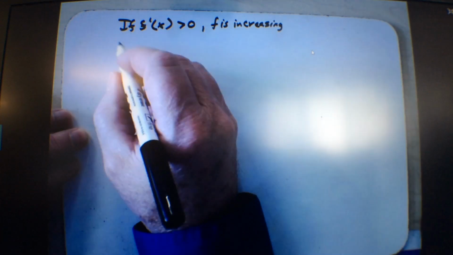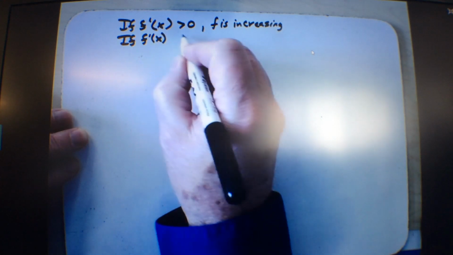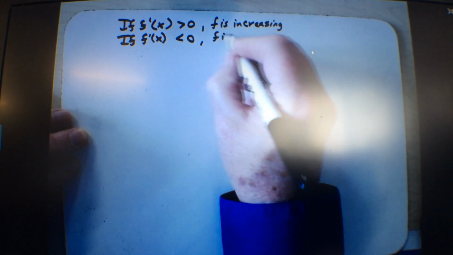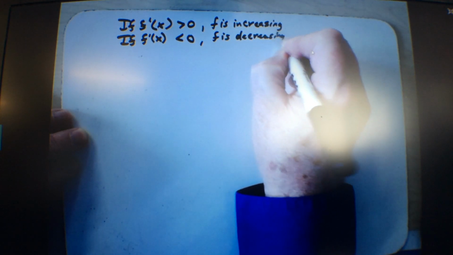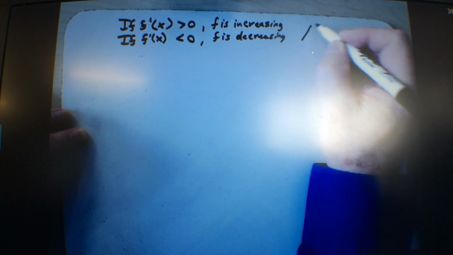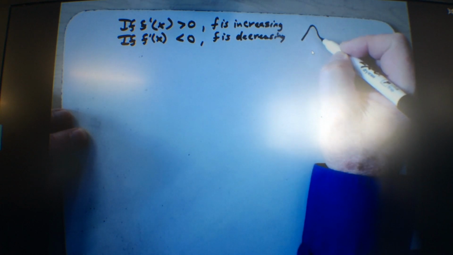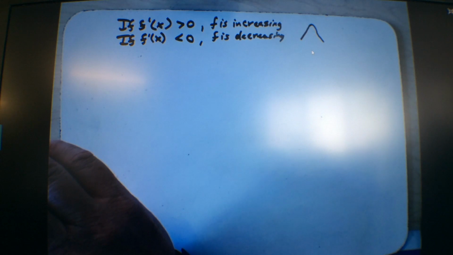All right? So what happens if our slope is not positive? It's negative. It's decreasing. F is decreasing. Do you guys get that? If our slope is increasing, it comes up. All right? And then if it's decreasing, it goes down, doesn't it? The graph goes down. Does that make sense to you?